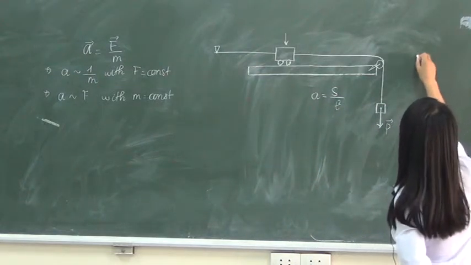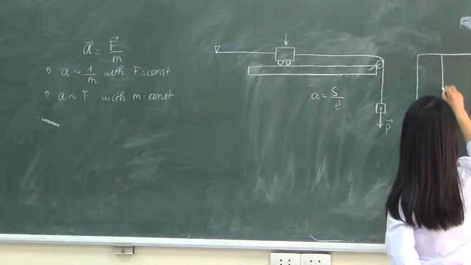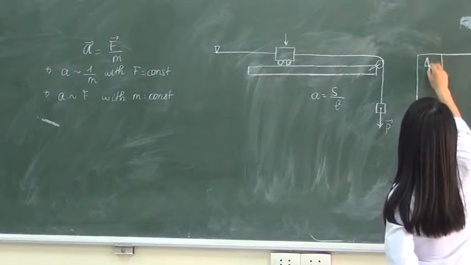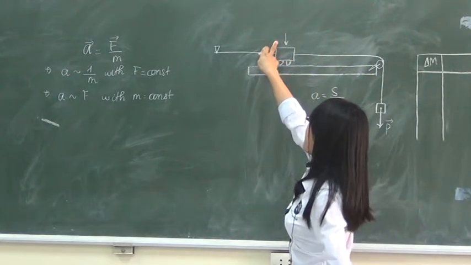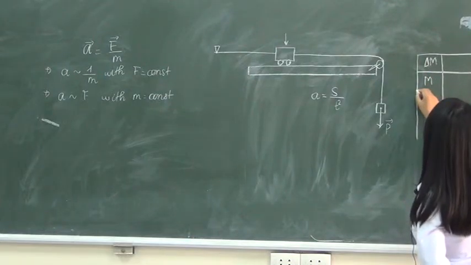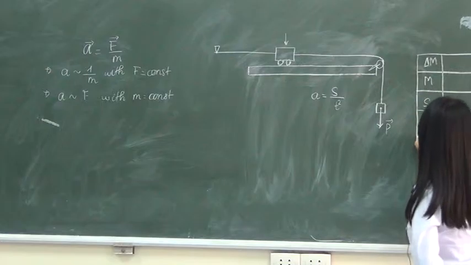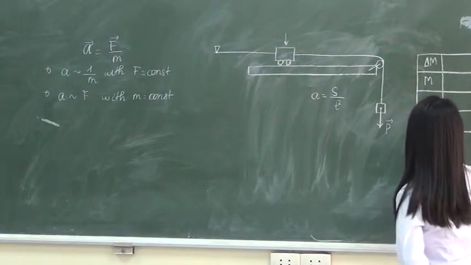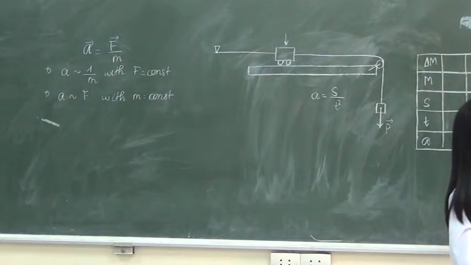And I have a table. The first variable is delta m, which is the mass of object we add on the cord, and the mass of system, the distance, the time, and important, acceleration A. We can do it 3 times to collect the particular data.